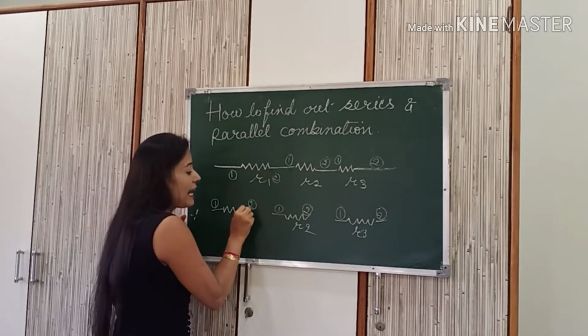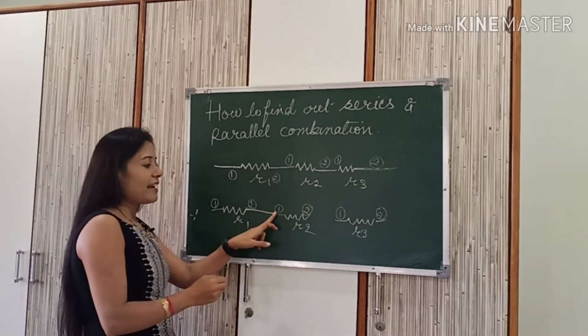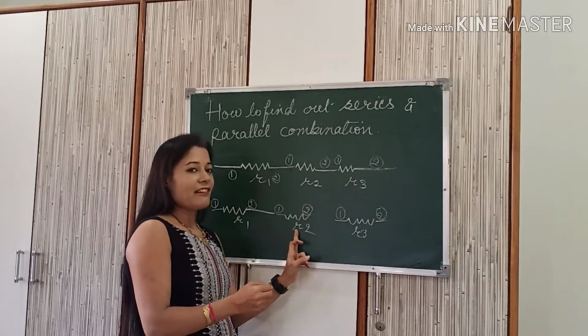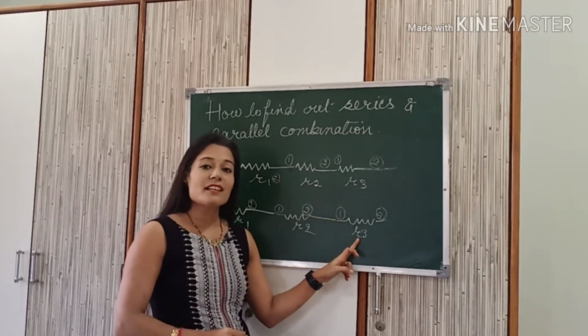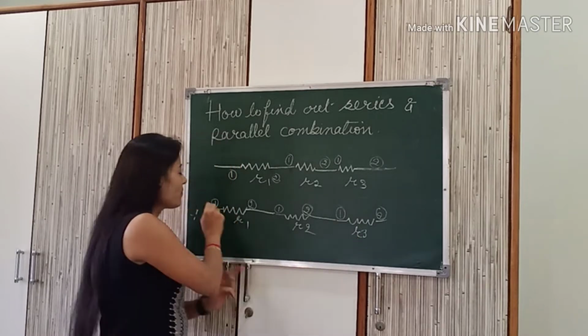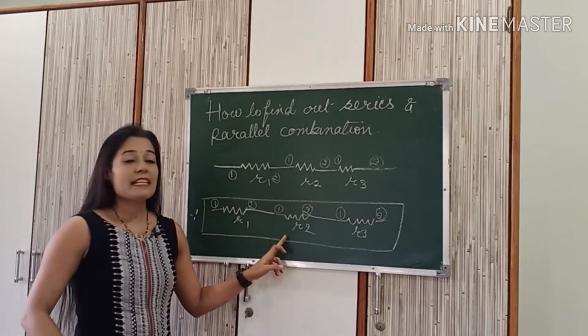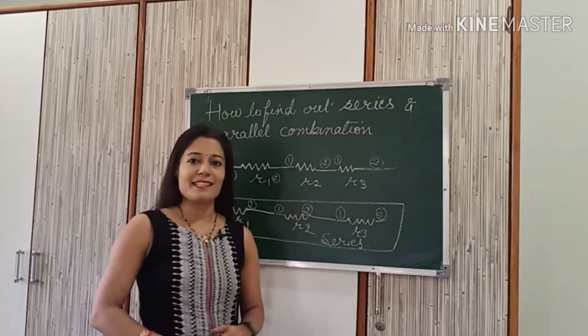So the second end of the first resistance is to be connected with the first end of the second resistance, and the second end of the second resistance is to be connected with the first end of the third resistance. That means this combination will be a series combination of resistances.